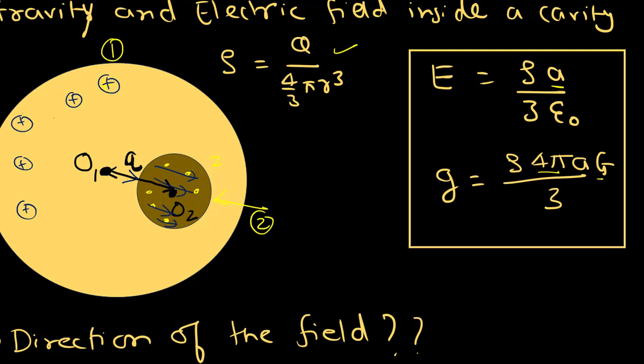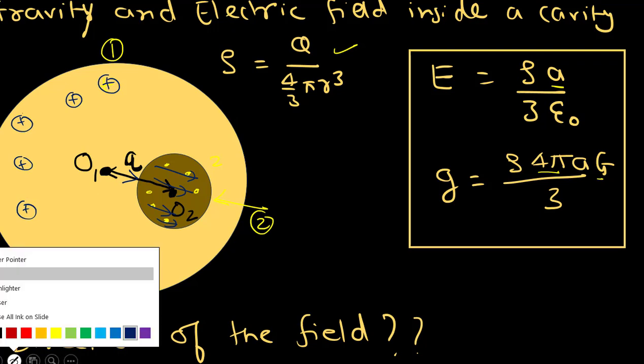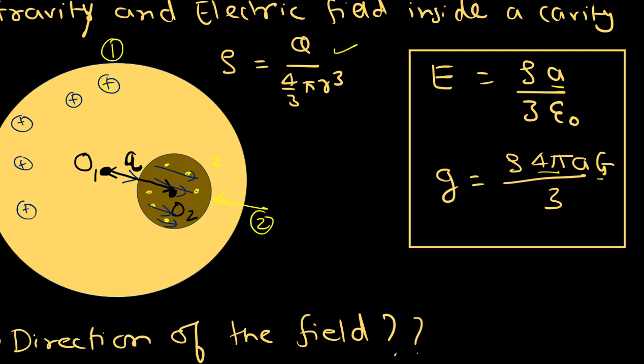The direction of the field, for a positive charge, is from the center of the sphere to the center of the cavity, in that direction. And if it is negative charge, the reverse. What about gravitational field? Gravitational field, as we know, will be in the opposite direction. So let me use another color to indicate the gravitational field. I'll show it on the very same page. So I'll use the green color. So this would be the direction of the gravitational field.